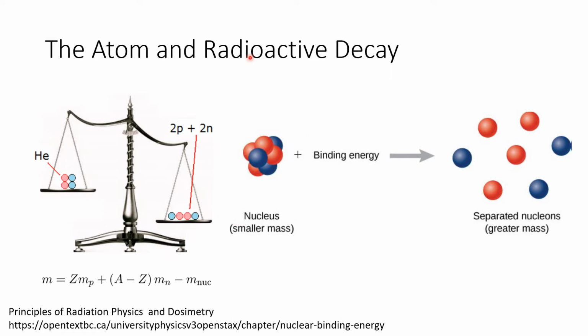Okay? So the mass difference, or the mass defect, is given by this equation. Okay? So where Mp here is the total mass of the protons, Mn is the total mass of the neutrons, and this one is the mass of the nucleus, Mnuc.